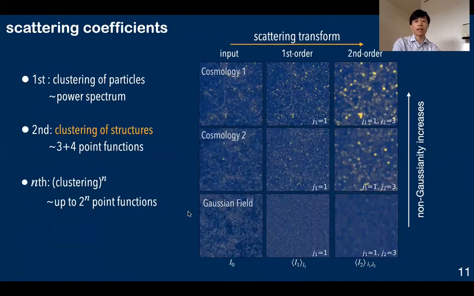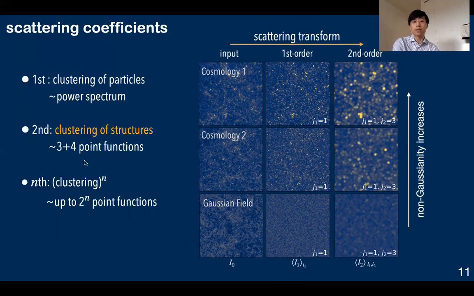So now let's have an intuitive understanding of the coefficients of the scattering transform. As we mentioned previously, the first order scattering coefficients are very similar to just a low resolution power spectrum analysis of the original fields. And they are measuring the clustering of particles in the original field.